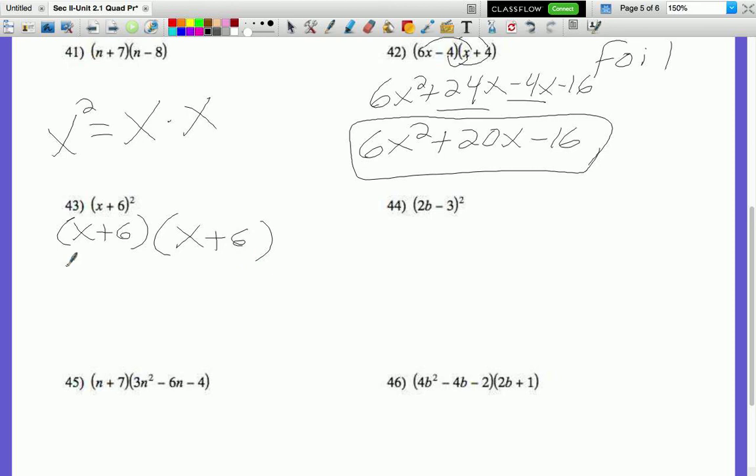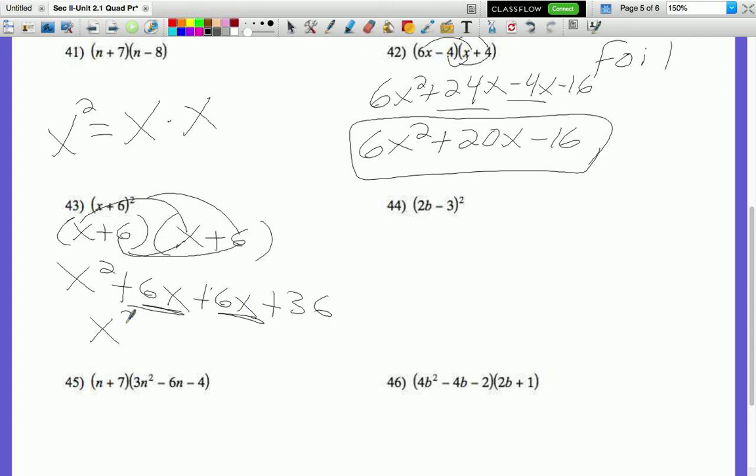Now we just FOIL. First, x times x is x squared. Outside, x times 6 is 6x. The inside is 6 times x, which is 6x. And then 6 times 6 is 36. Combine like terms. We get x squared plus 12x plus 36. And you are finished there.